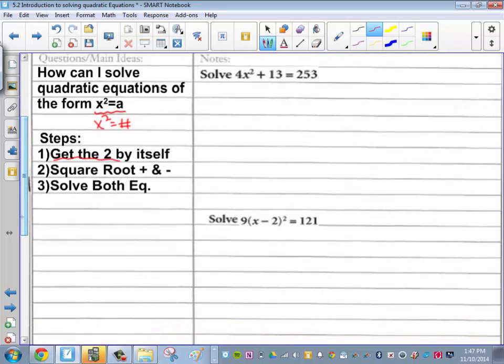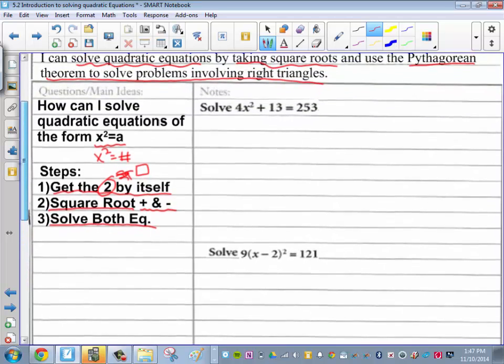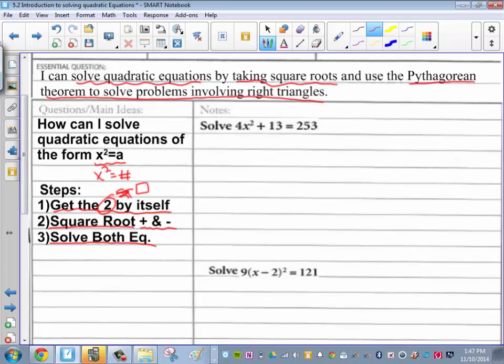Get this x squared, this should be a square. Get the square by itself. That's our first step. And step 2 is square root. Take the square root, but don't forget there's a plus or minus, and secondly, solve both equations, because you're going to get 2 answers for the most part when you're doing these type of problems, because you take the square root. And let me explain why.